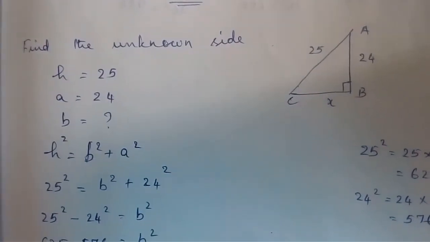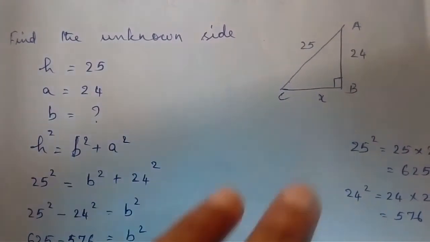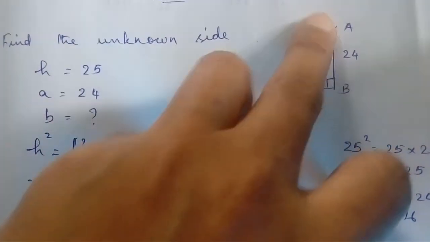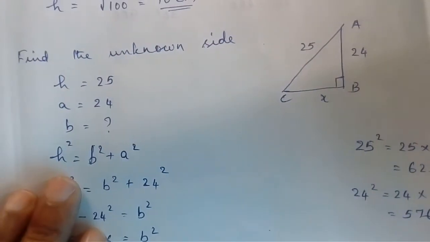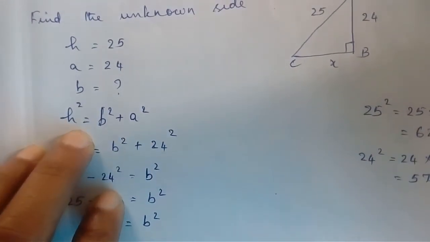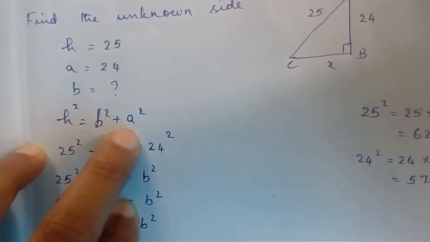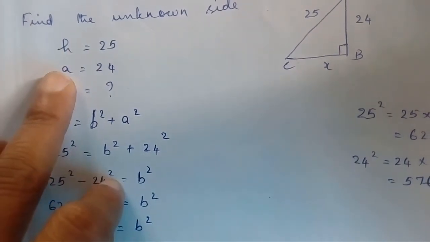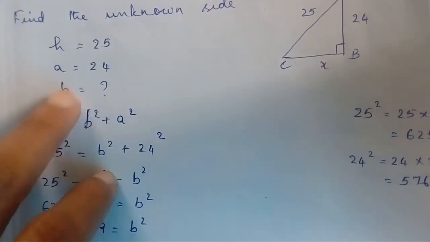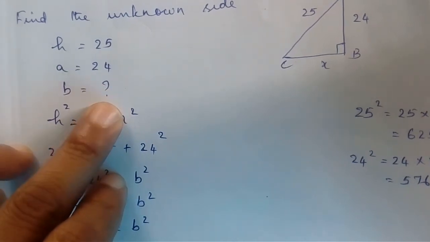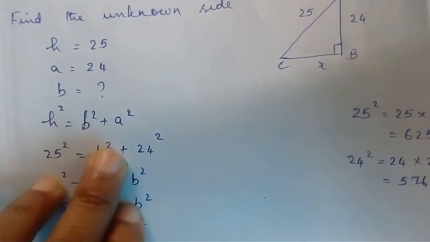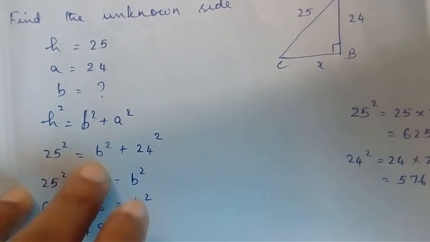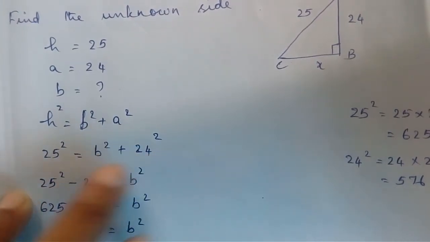Next question: find the unknown value. In the figure we can see the altitude and hypotenuse are given. In the same equation, h square is equal to b square plus a square, we are applying the values. First we want to write what things are given. h is given, a is given, b we want to find. b means base. Substitute the values here: h square, that is 25 square, is equal to b square plus 24 square.